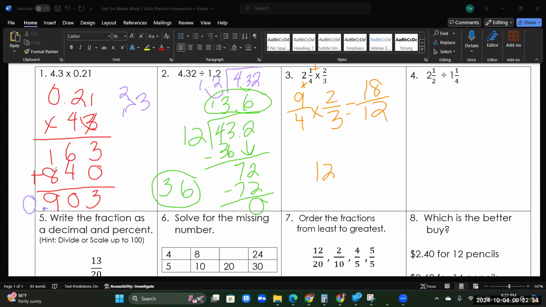That's an improper fraction, so we would then divide it out. 18 divided by 12 is 1. Subtract, we get 6 left over. 6 will become our numerator. 12 is our denominator. And 6/12 simplifies to 1/2. So 1 6/12, which is the same as 1 1/2.